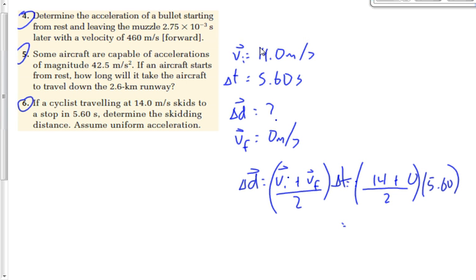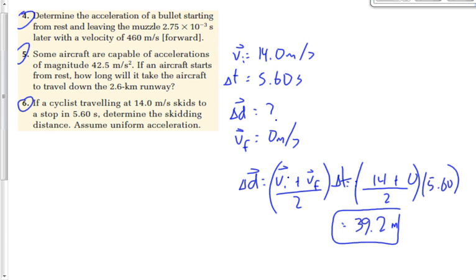14 divided by 2 is 7. 7 times 5.6 is 42 plus... 46.2? Is it 46.2? 39? Ah, it wasn't even close. 39.2 meters. Good. Questions?